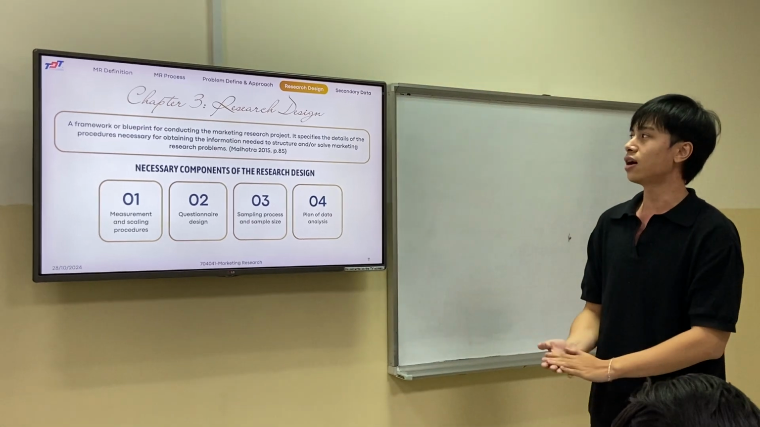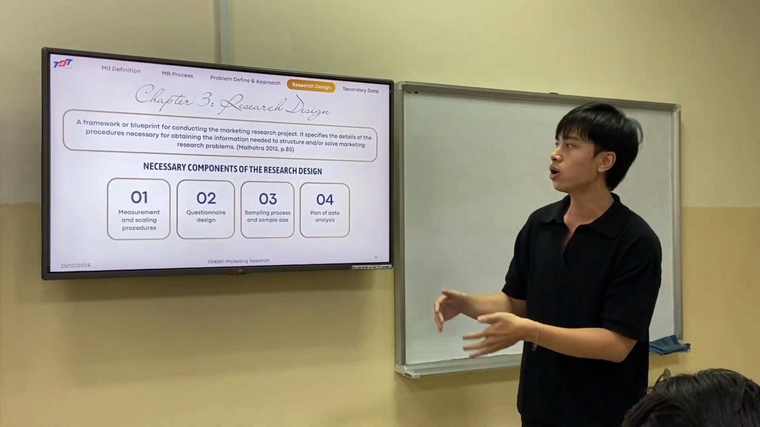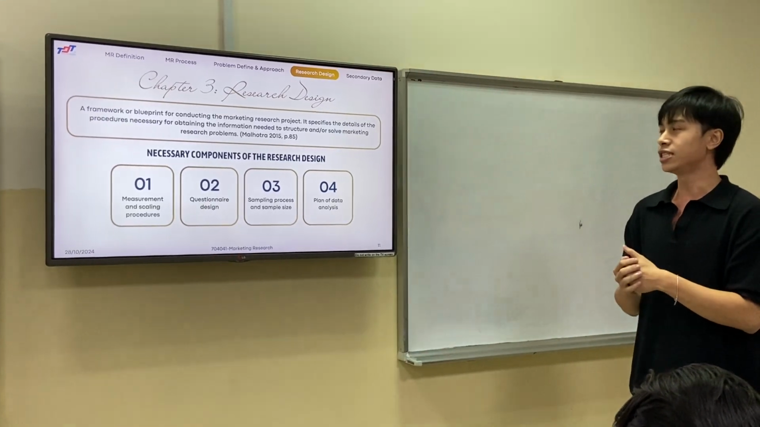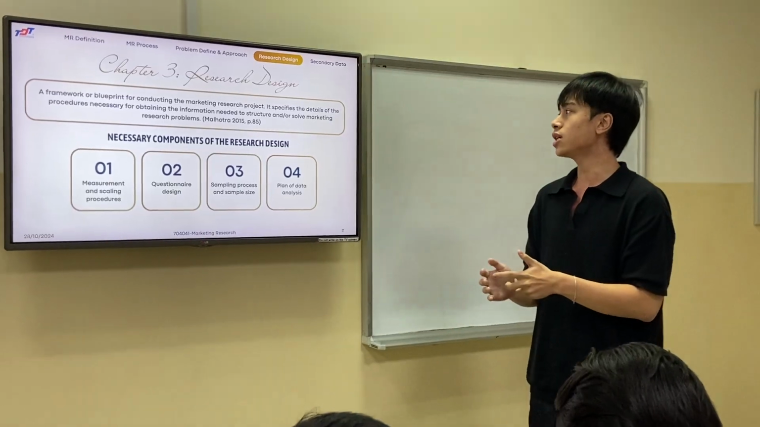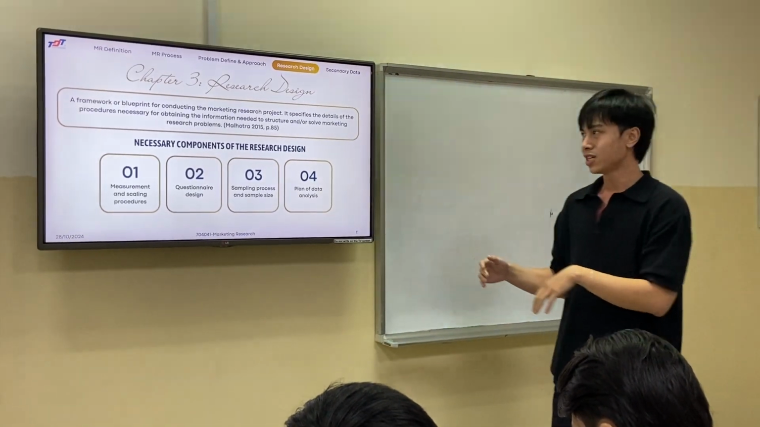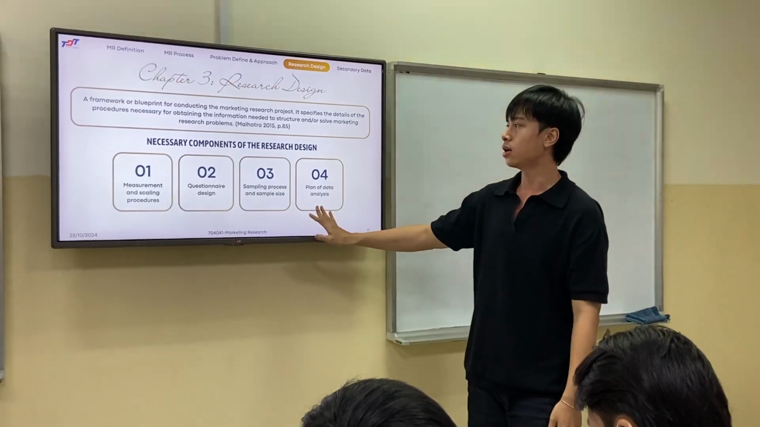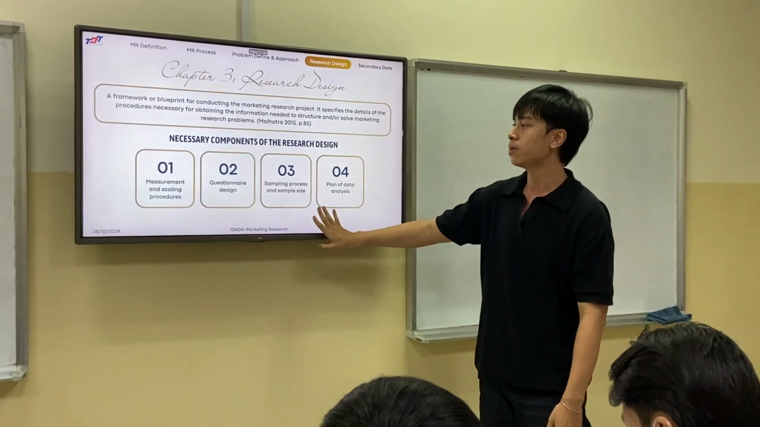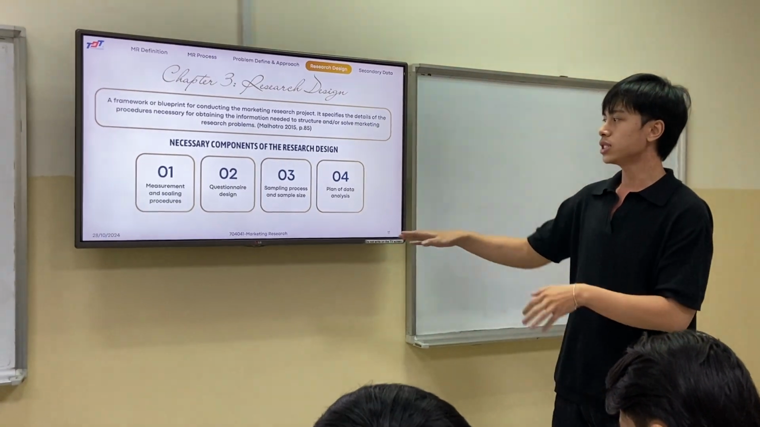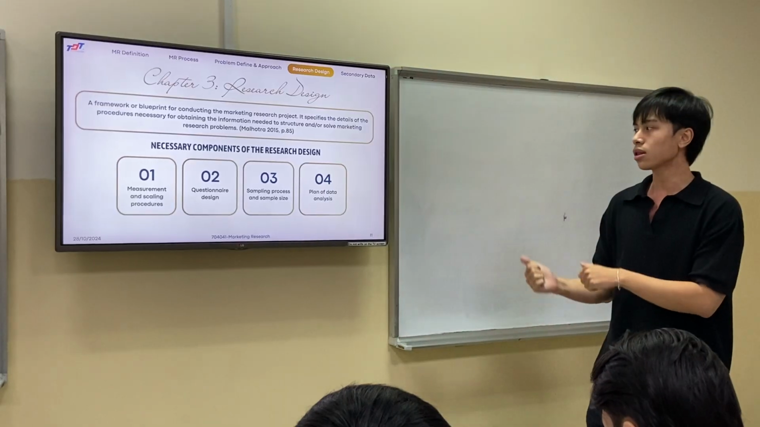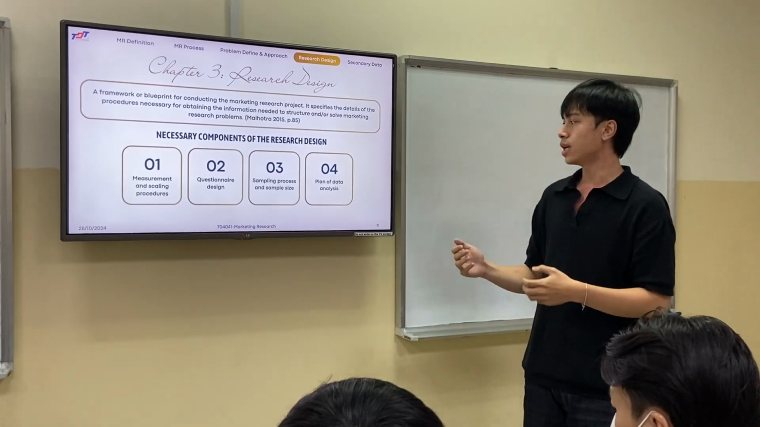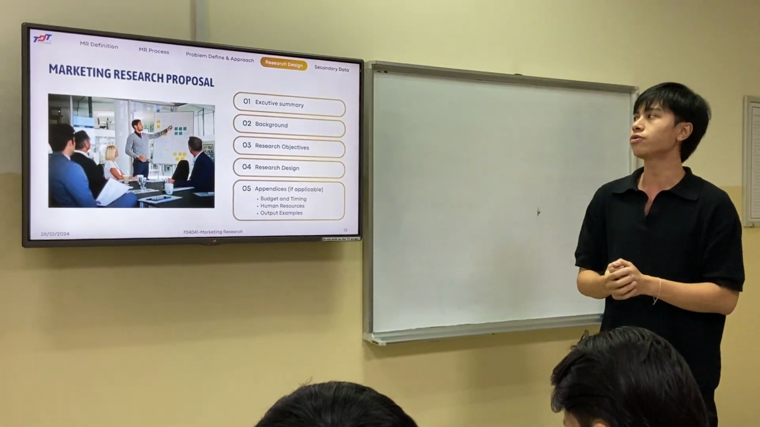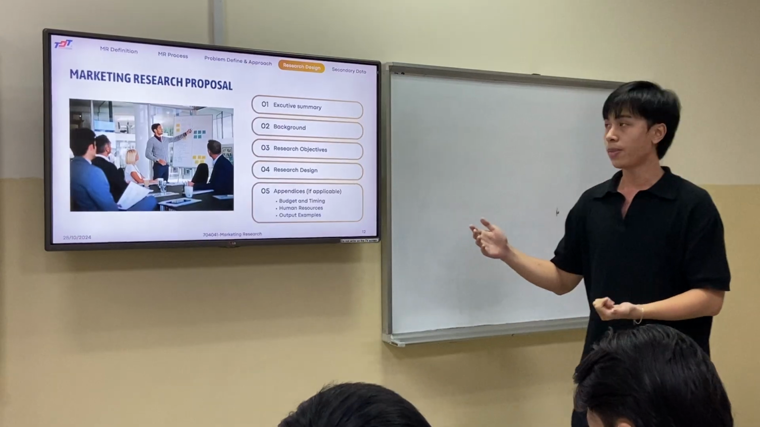Turning to chapter 3 about the research design. This is a framework for conducting an MR project that cares about the detail of the information and uses that to structure and solve the marketing research problem. Important components of the research design are the measurement and scaling procedure, questionnaire design, the sampling process, which we'll talk about later, and finally the plan of data analysis.